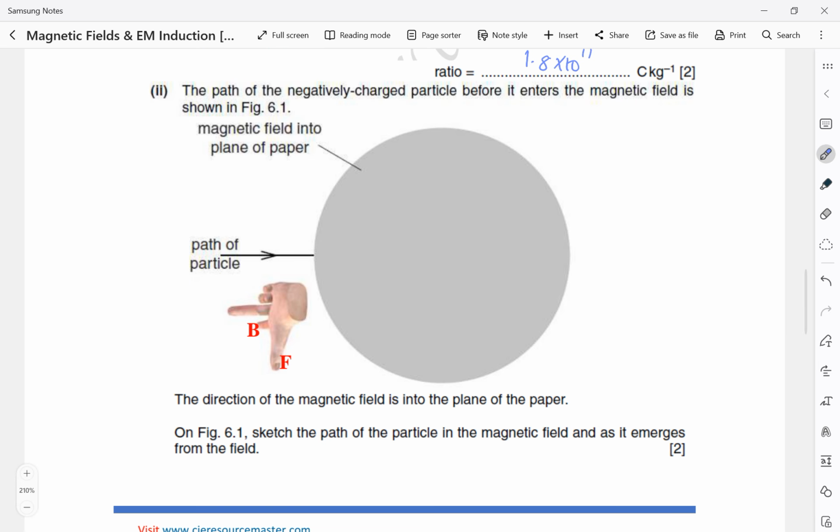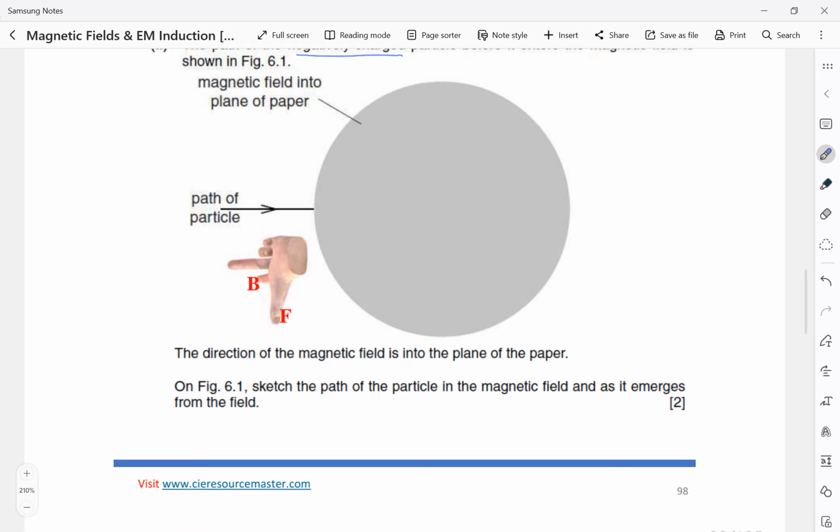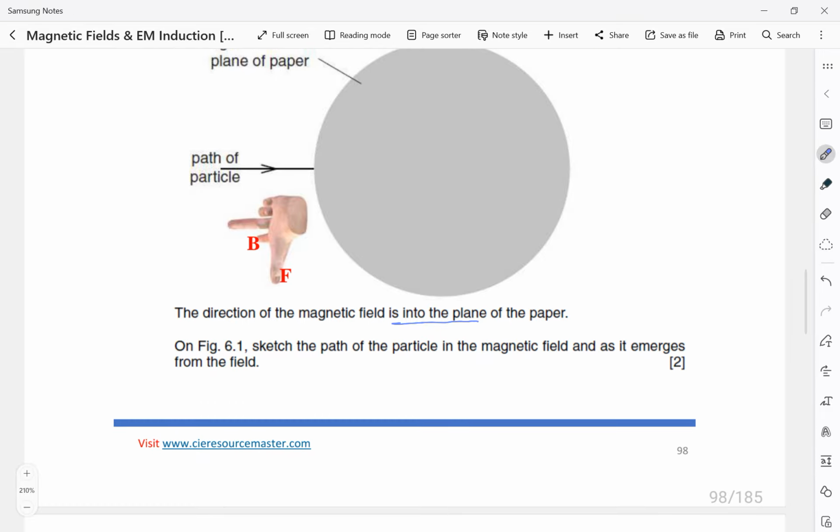The path of the negatively charged particle before it enters the magnetic field is shown in the figure here. Note that the particle is negative. The direction of the magnetic field is into the plane of the page, which means if you are using Fleming's left-hand rule, the first finger must point into the page. On the figure, sketch the path of the particle in the magnetic field as it emerges from the field.